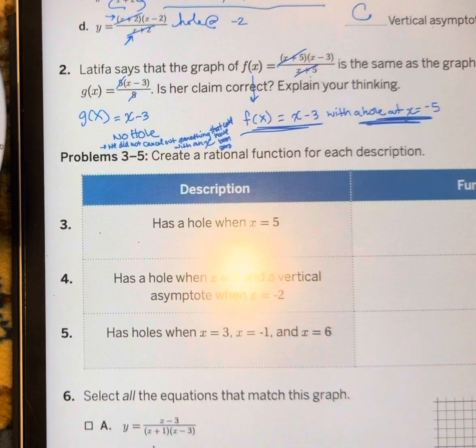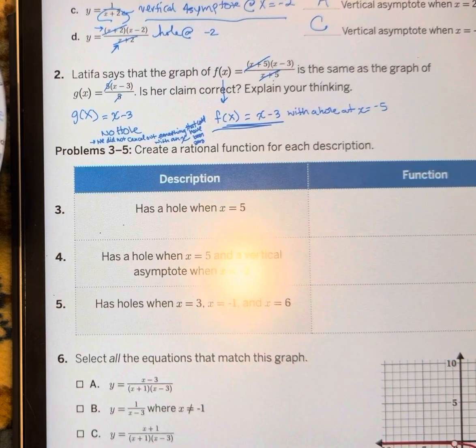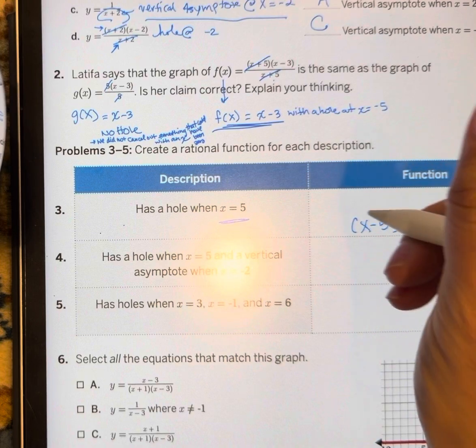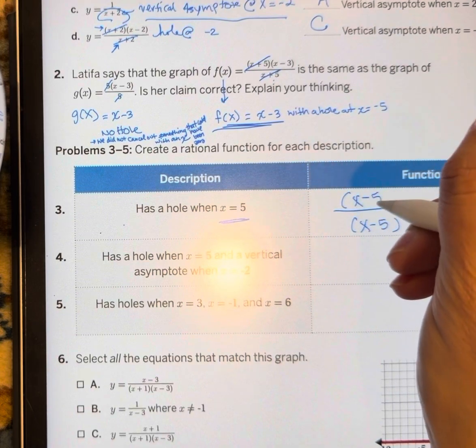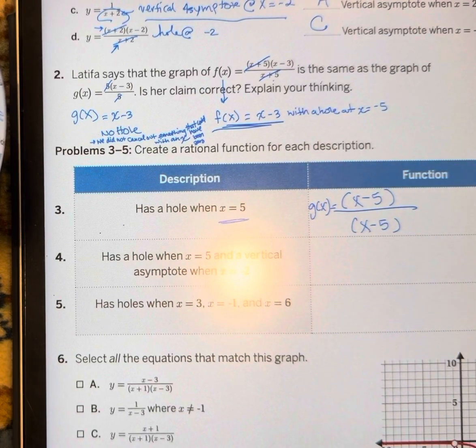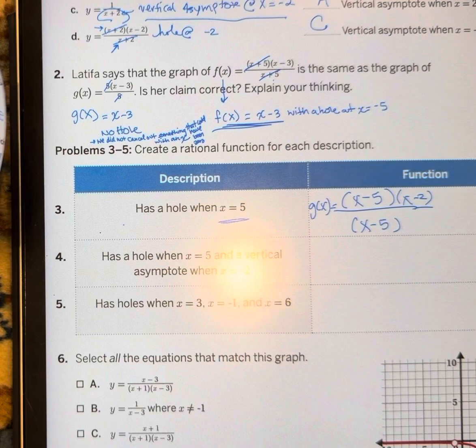So, all right. We're going to create a rational function that has this description. This one has a hole at x equals 5. That means it is an x minus 5 on the bottom and 1 at the top. And frankly, that will do. But you could add something else there just to make it interesting if you want it.